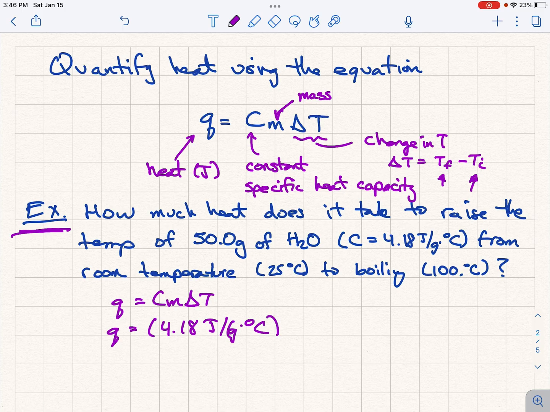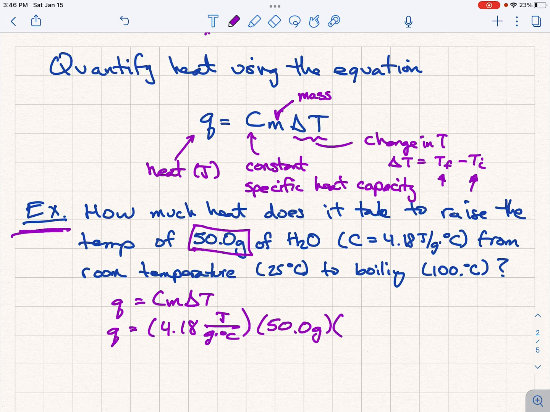Incidentally, this grams and Celsius are all in the denominator of this, so sometimes you'll see people write this unit like that, and you guys know by now that I'm obsessed with units. That's a little more correct, but a lot of times people are lazy and just do the slash. I don't care which one you do, as long as you're consistent and show the units. How much mass do we have? We have 50 grams of water.